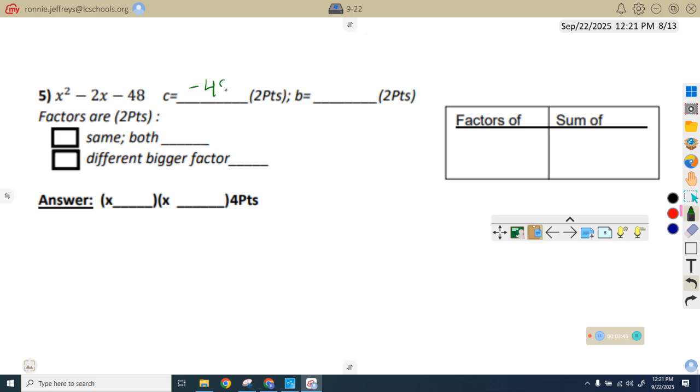C is negative 48. B is negative 2. This tells us our signs are different. This tells us our bigger factor is negative. Now, two numbers that when you multiply them we get negative 48, and when you combine them you get negative 2, would be positive 6 and negative 8. Remember, you can actually write it like this. The order doesn't matter as long as the right numbers have the right sign.